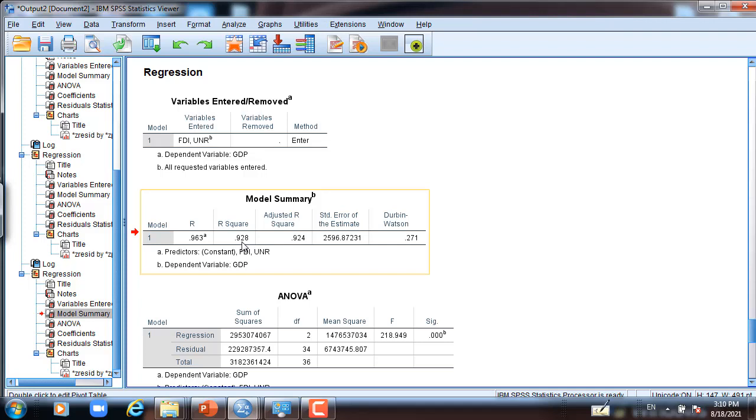What about the 6.2%? It is the approximate value. It means that about 6% of the fluctuation in GDP can be explained by other variables excluded from the model, other than foreign direct investment and unemployment rate. So what is the summary? Outside factors explain 6% because R squared is 92.8%, meaning that the model is very nicely fitted. If the value of R squared is high, the model fits the data nicely, and we are happy about it.